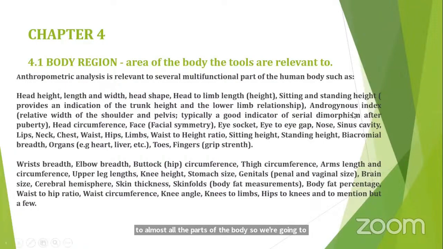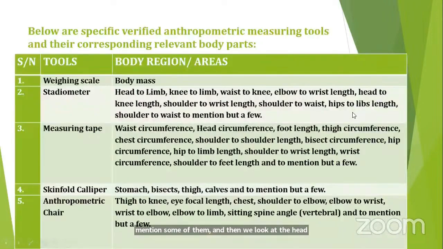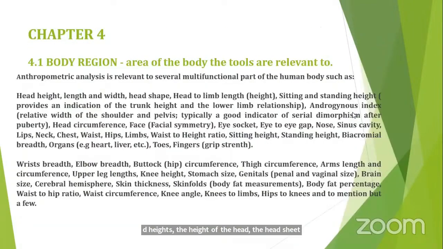So we can look at the head height, the height of the head, the length and the width, the head shape, the sitting and standing height, the eye socket, the eye-to-eye gap, the nose, the sinus cavity. These things were used for various things in those days to expose criminality and all that. So it's not only segregated to one particular area.